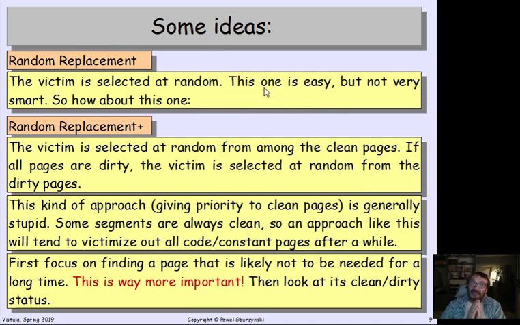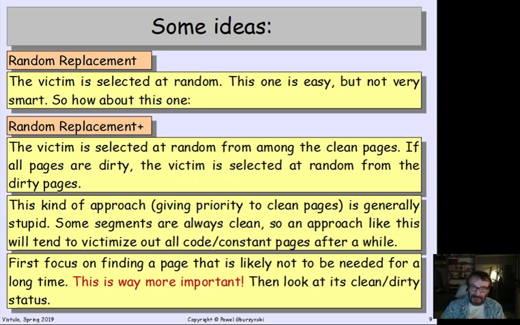Then one can think this way. Okay, if we are not sure how to select the victim properly, at least we know that some victims cost more than some others. For example, a clean victim is easier to victimize. So let's improve upon this naive strategy. Call it random replacement plus. The victim is selected at random, but from among the clean pages. We don't know how to do it right, so at least try to do it cheap. If it happens that all pages are dirty, then we will select the victim at random from the dirty pages.